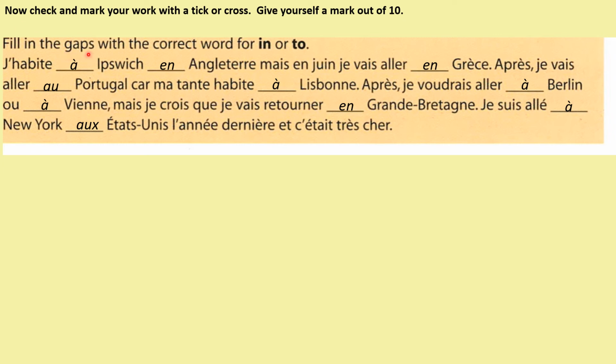J'habite à Ipswich, en Angleterre, mais en juin, je vais aller en Grèce. Après, je vais aller au Portugal, car ma tante habite à Lisbonne. Après, je voudrais aller à Berlin ou à Vienne, mais je crois que je vais retourner en Grande-Bretagne. Je suis allée à New York, aux États-Unis, l'année dernière et c'était très cher.